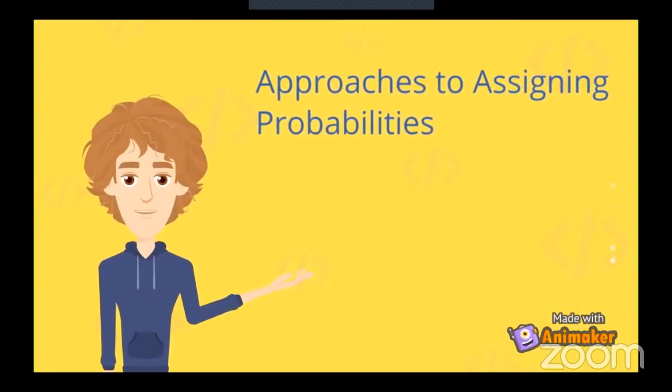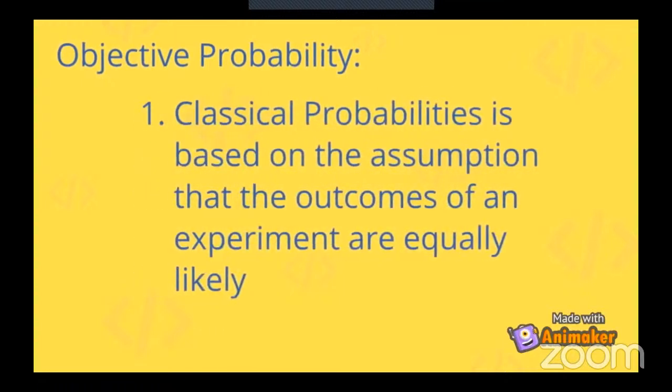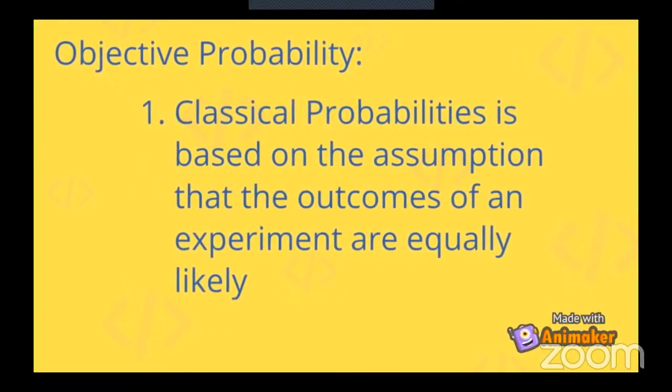Approaches to assigning probabilities: first is objective probability and second is subjective probability. For the first, objective probability, it is classical probability. It is based on the assumption that the outcomes of an experiment are equally likely.